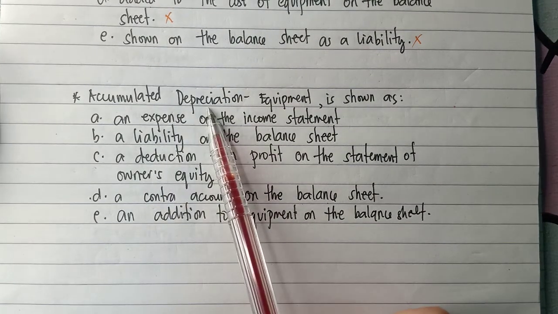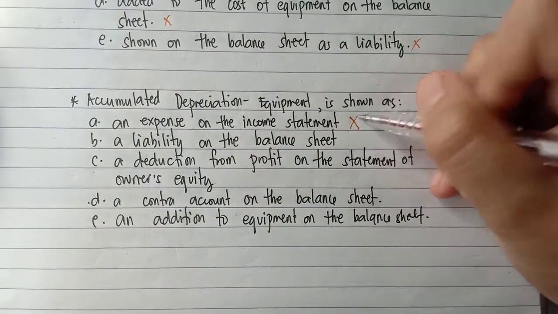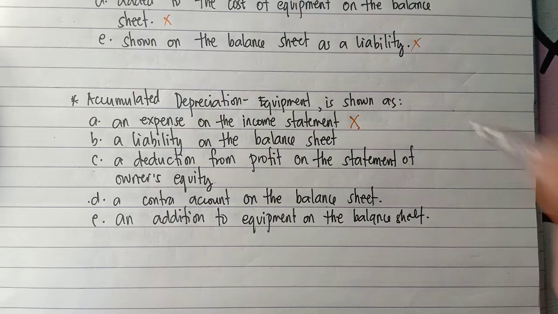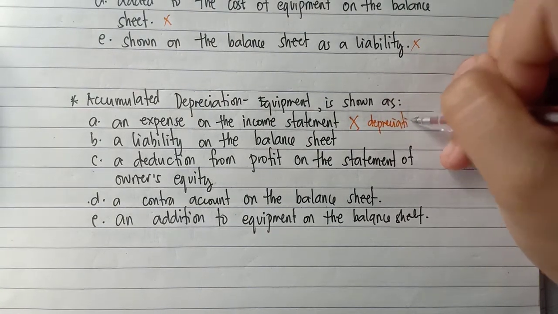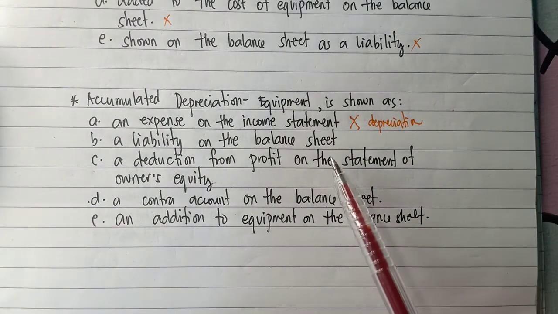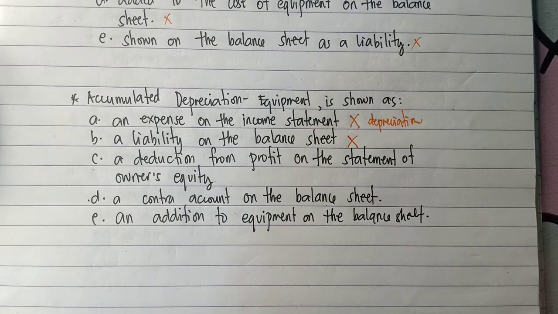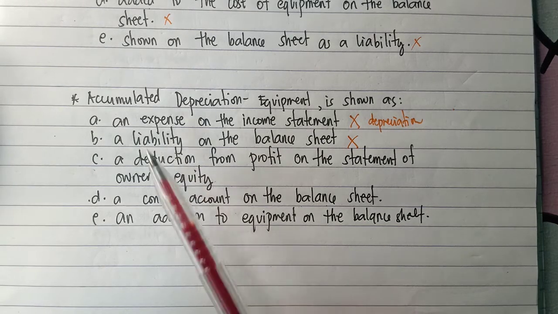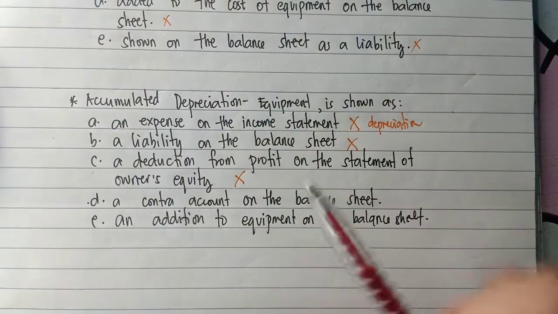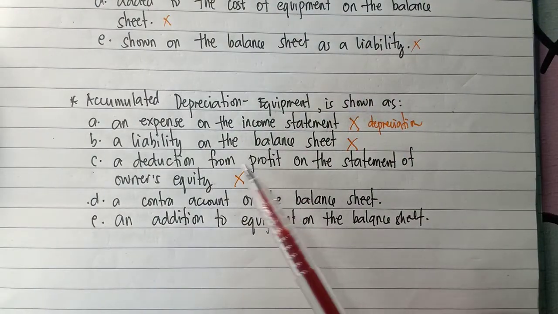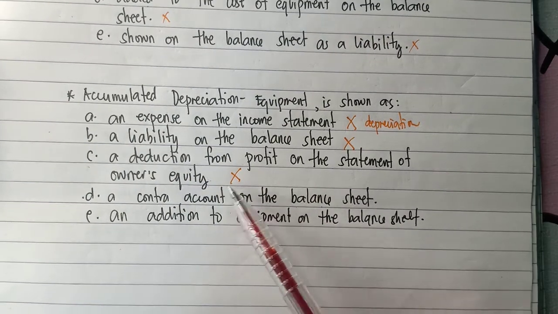When we say accumulated depreciation equipment, it is not an expense on the income statement because the expense on the income statement is called depreciation. A liability on the balance sheet? No. Accumulated depreciation is not considered as a liability. A deduction from profit on the statement of owner's equity? No. Accumulated depreciation is never a deduction from profit on the statement of owner's equity.